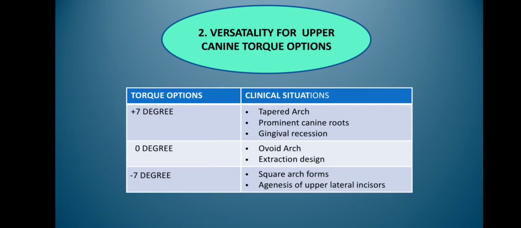There are 3 torque options. Plus 7 degree for tapered arch, prominent canine roots and gingival recession, and 0 degree for ovoid arch and extraction design, and minus 7 degree for square arch forms and agenesis of upper lateral incisor.